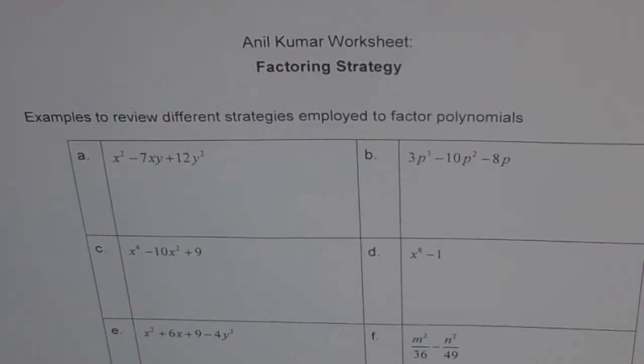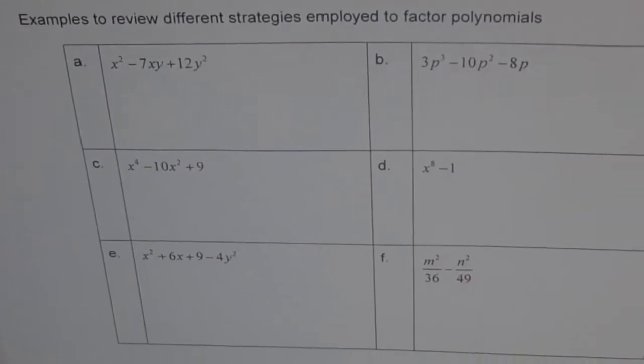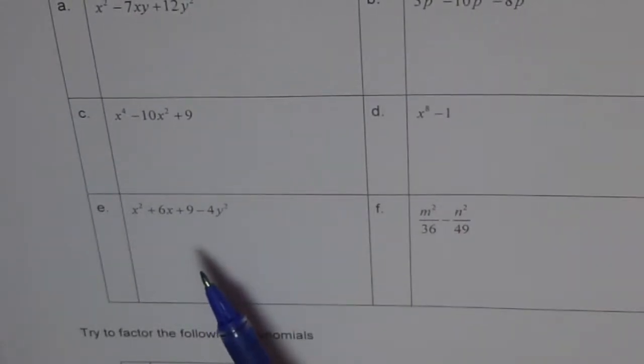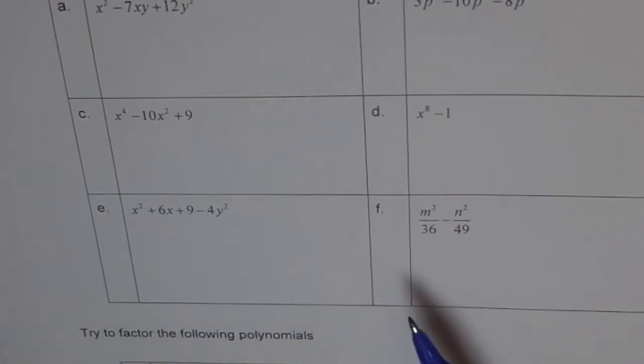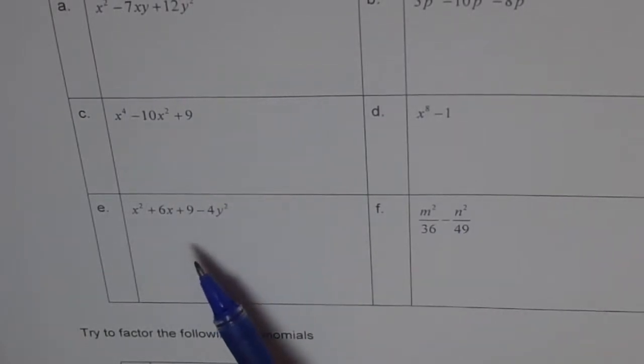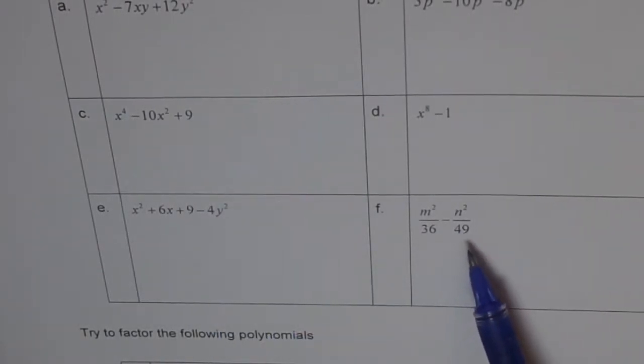Then here we have, let me just put it on the screen now, x squared plus 6x plus 9 minus 4y squared. And here we have m squared over 36 minus n squared over 49. See, here we have four terms and here we have difference of squares with fractions. Correct? Now I'll solve some of these problems.